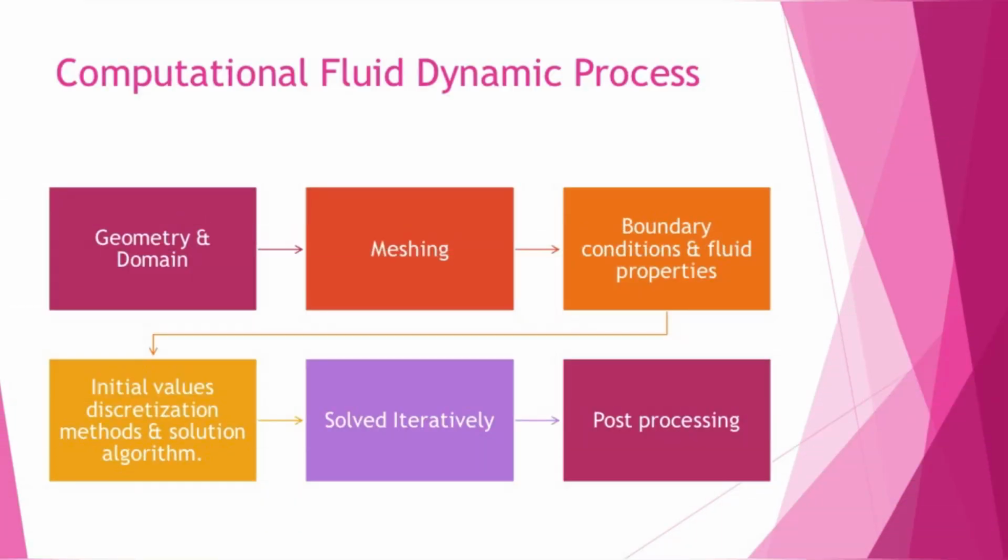There are 6 processes of computational fluid dynamics. First, geometry and domain. Second, meshing. And next, boundary condition and fluid properties. Then, initial value, discretization methods and solution algorithm. Next, solve iteratively. And the last one is post-processing.